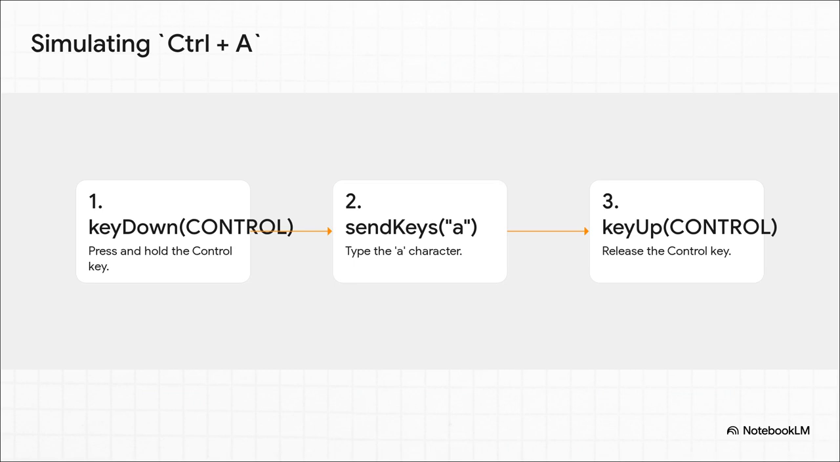Here's how it works. First, the script executes a key down command on the control key. So now, in the computer's mind, that key is being held down. Then, while it's held, it sends the A key. And finally, it executes a key up command on the control key, which releases it. The computer sees this sequence of events and interprets it exactly as if a person had just hit the shortcut.